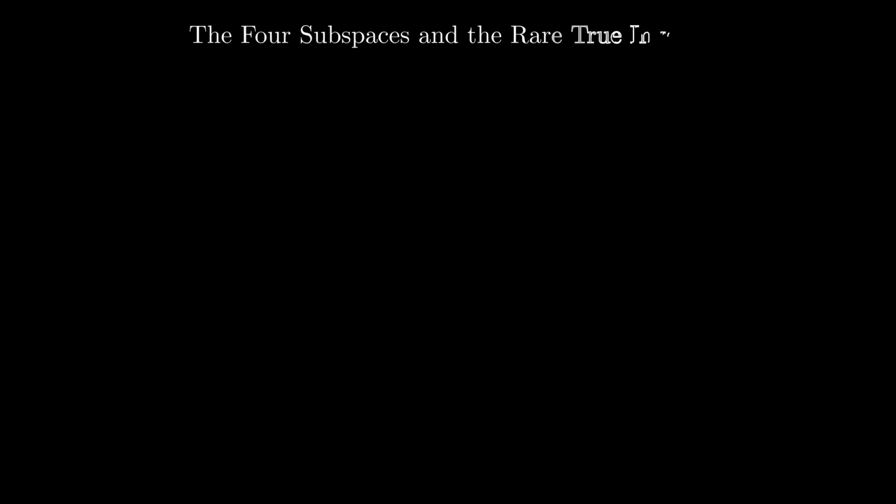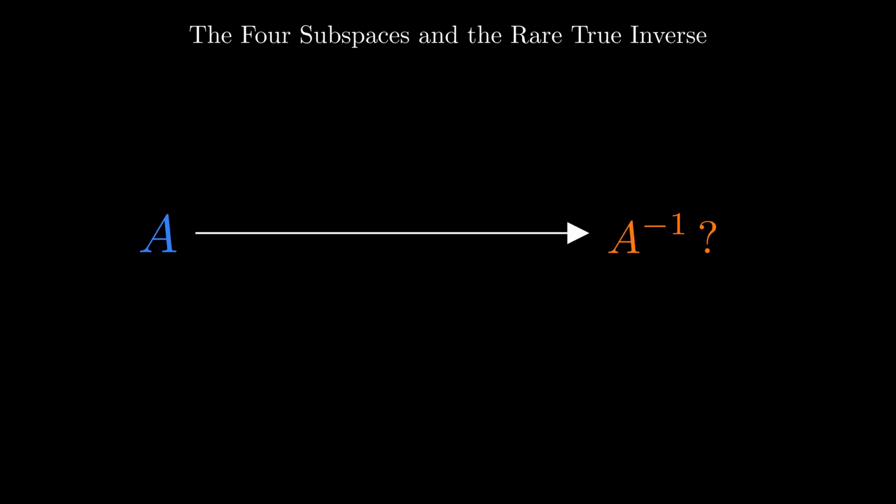We speak of the inverse of a matrix as if every matrix has one. The truth is brutal. Almost no matrix earns a real inverse. Out of all possible matrices, one rare condition grants a genuine two-sided inverse. The answer hides in a single number, the rank, and in a beautiful geometric picture built from 4 fundamental subspaces.